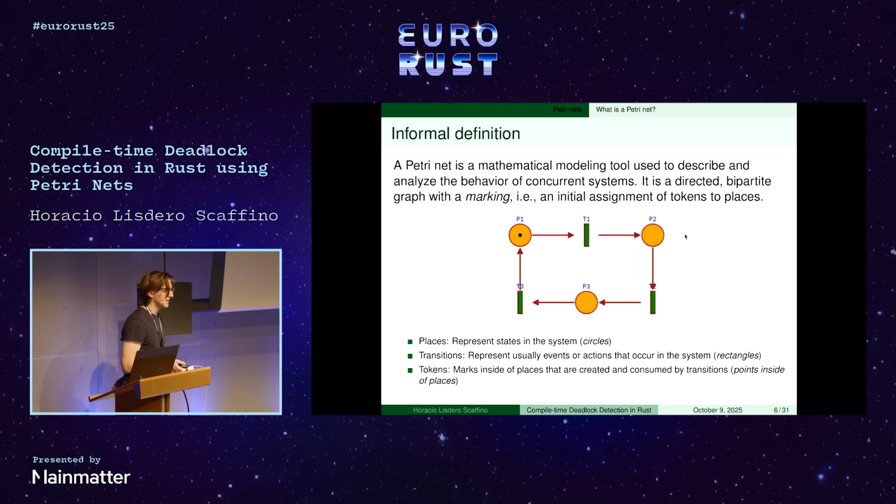Petri nets are a nice mathematical modeling tool that can be used to describe and analyze concurrent systems. It looks like a graph. It has places and transitions. The places are the round nodes you see, and the transitions are represented usually with rectangles. And usually, it would be nice to have some kind of animation here of the thing.